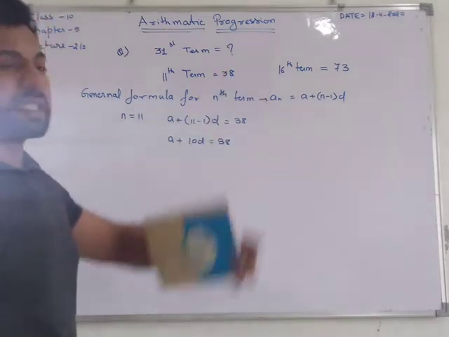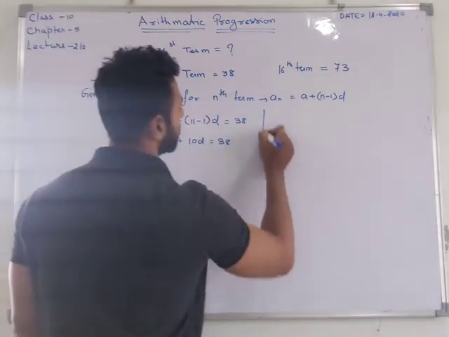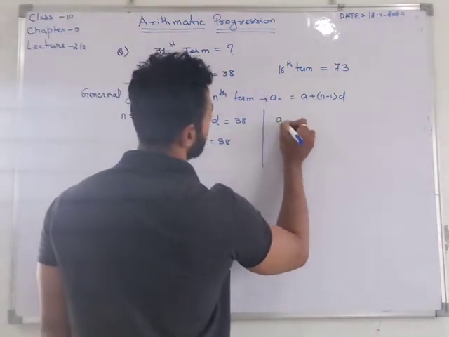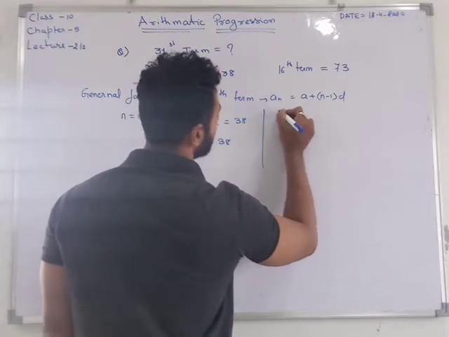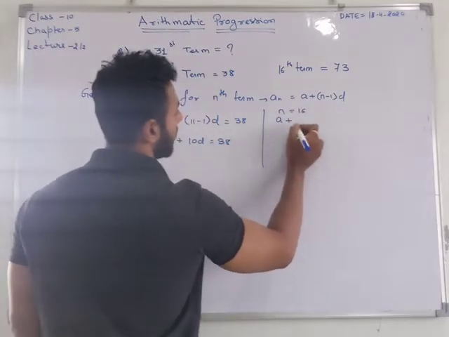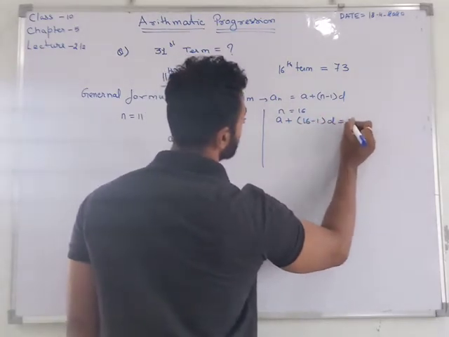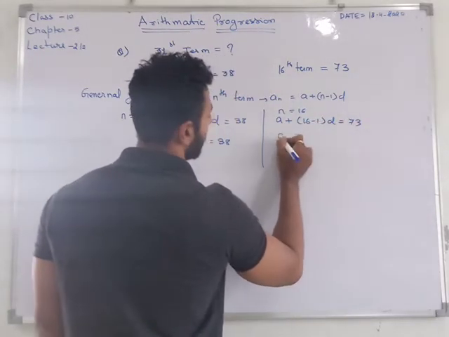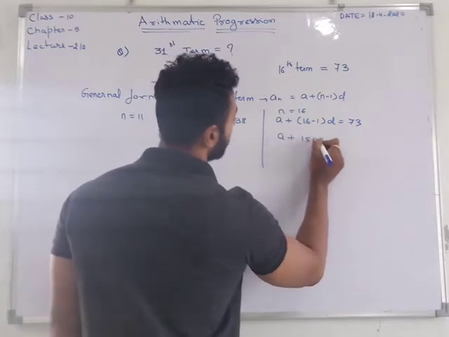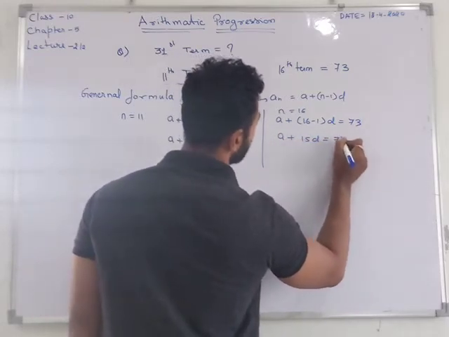Similarly, solving for the 16th term, here n value is 16. a plus (16 minus 1) into d is equal to 73. a plus 15d is equal to 73.